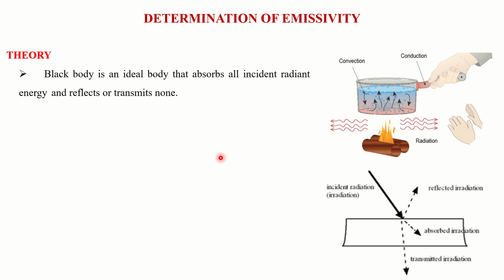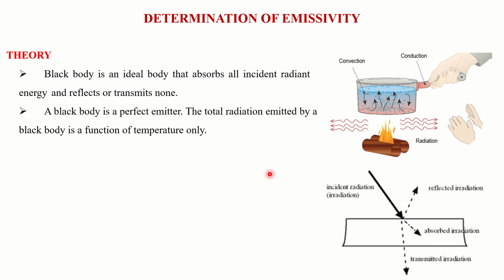Black body is an important concept of radiation. Black body is an ideal body that absorbs all the incident radiation and it does not transmit or reflect the energy. It is a perfect emitter and the total radiation energy emitted by the black surface is a function of temperature only. In actual case, the real surfaces encountered in engineering applications do not behave like black body. So the radiation characteristics of real surface can be compared with the ideal concept, that is black body.